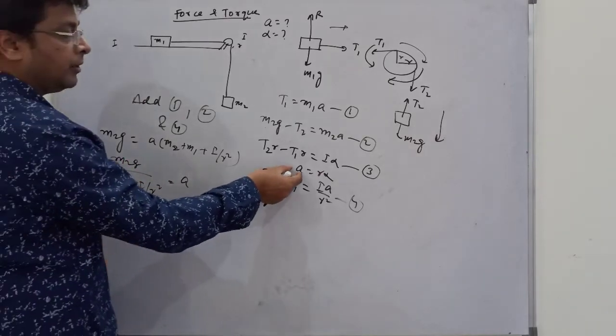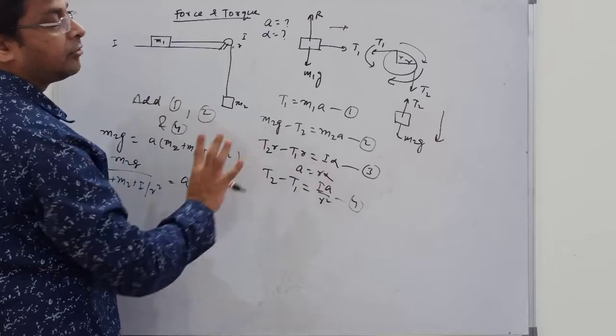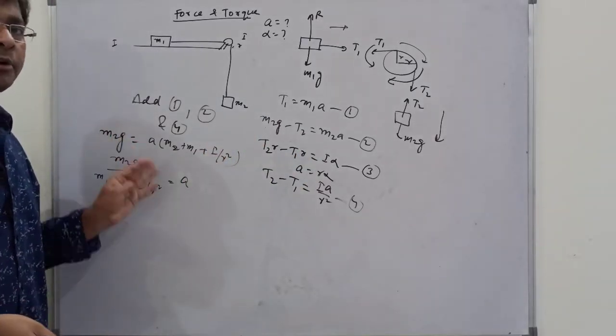Now we can put the value of A here, right? We can get alpha. And easy. Note it down, please.